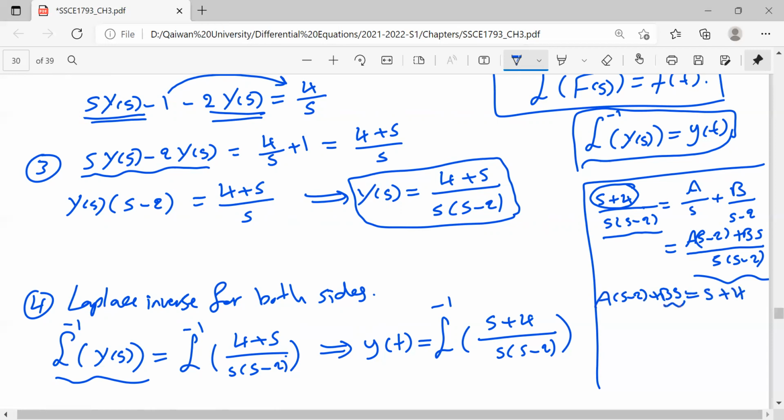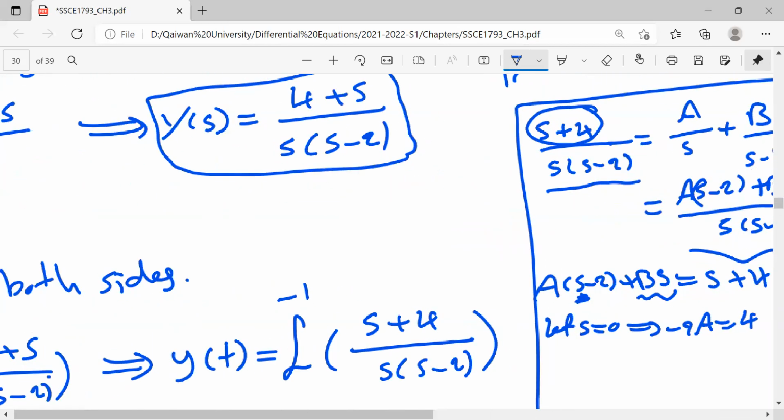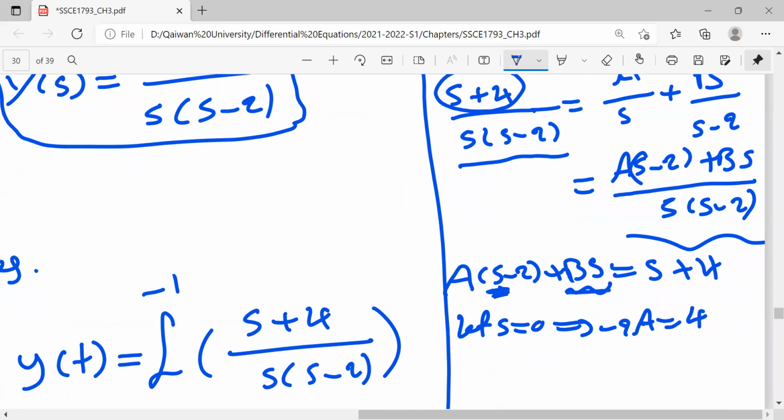Here, this term becomes 0 when s is 0. We say let s be 0, then we have minus 2A equals 4. If you replace s by 0 in the equation, this term becomes 0 and this becomes 0. So here we get A times minus 2 equals 4. That means minus 2A equals 4, and from this we can say A is minus 2. This is the value of A.